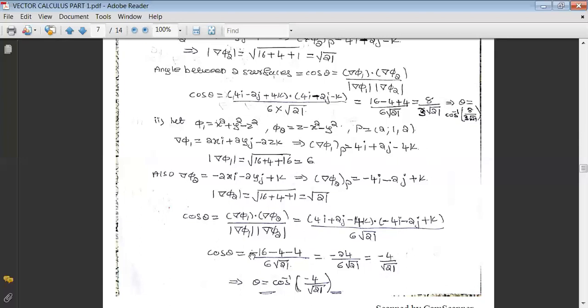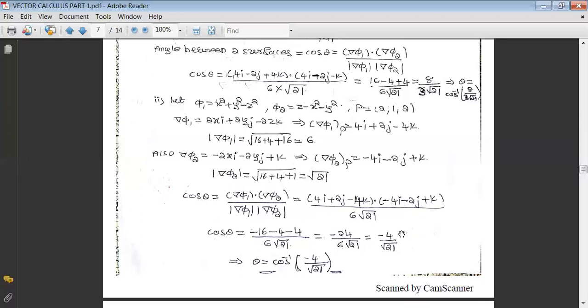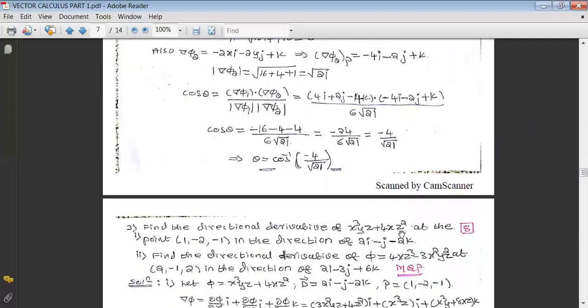This results in minus 16 minus 4 minus 4, that is minus 24, divided by 6 root 21, that becomes minus 4 by root 21. Therefore theta equals cos inverse of minus 4 divided by square root of 21. That will be the angle between the two surfaces.